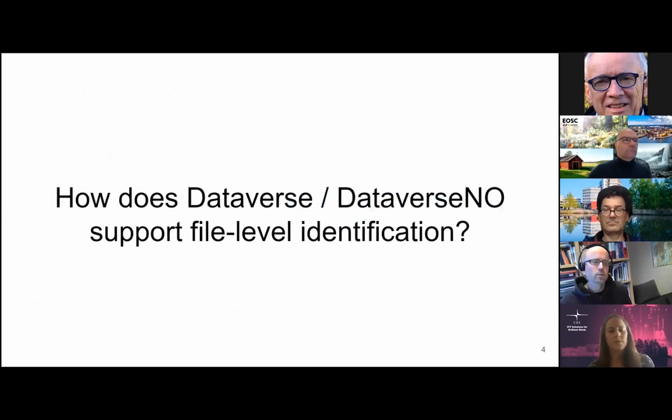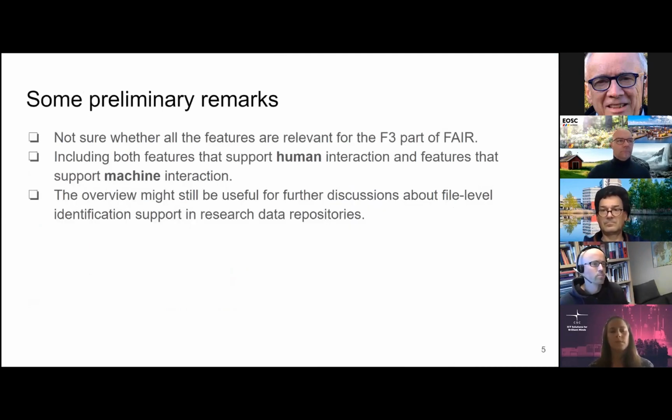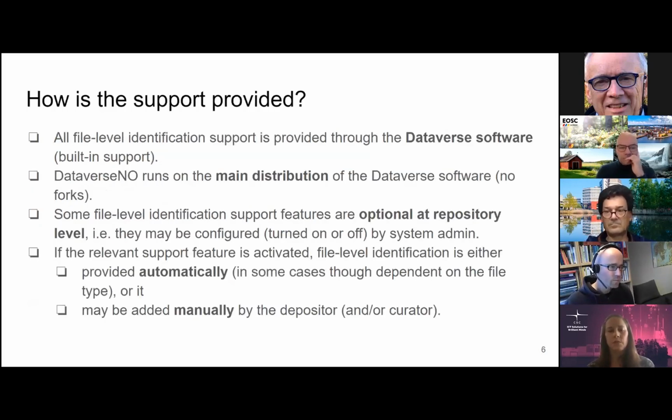So how does Dataverse and Dataverse-NO support file level identification? First, some preliminary remarks. I'm not sure whether all of the features I'm going to talk about are relevant for the F3 part of FAIR. So they will include both features that support human interaction and features that support machine interaction. And I think that the overview will still be useful for some further discussions about file level identification support in research data repositories.